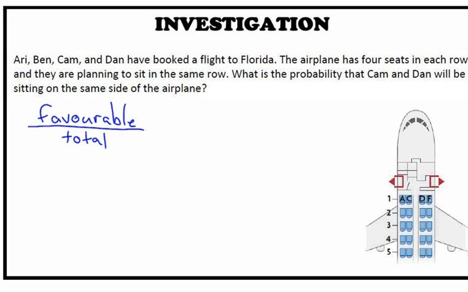2, you say 2. So what are the 2? We can have Cam and Dan sitting on the left and Cam and Dan sitting on the right. Now what if you switch? What if Cam is sitting in the window seat and Dan sitting in the aisle seat, right? And then you can switch, Dan sitting in the window seat and Cam sitting in the aisle seat, right? So you can reason like that to find that there's 4. There's 4 favorable outcomes. So we'll just say we have 4 favorable outcomes.